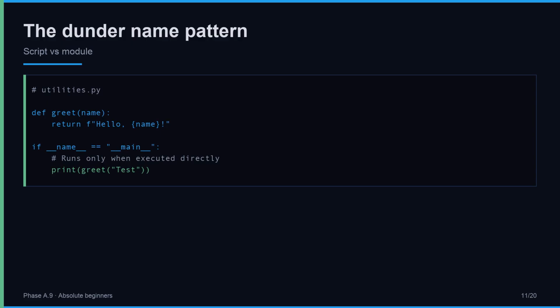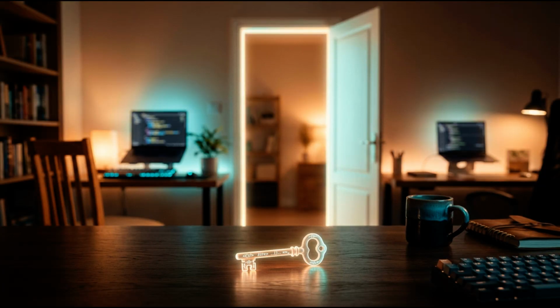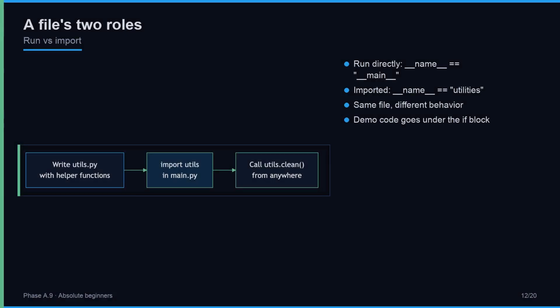Script versus module. Dunder name tells a file which role it is in right now. That is the key to reusable modules. The name tells you, follow the life of a file. When you run python utilities.py, Python sets dunder name to dunder main. The if block runs. You see demo output.